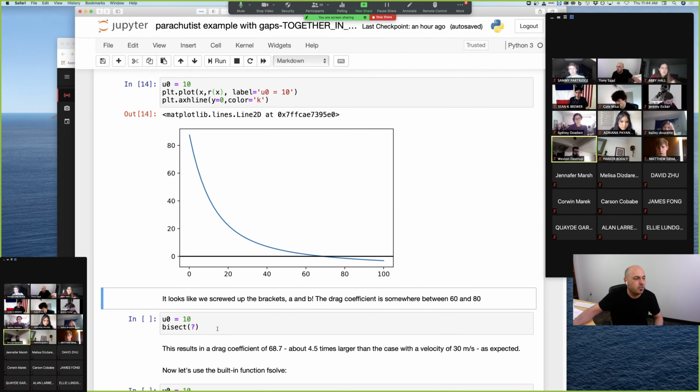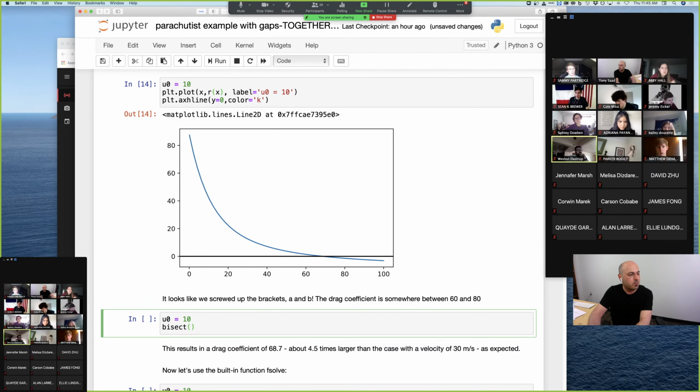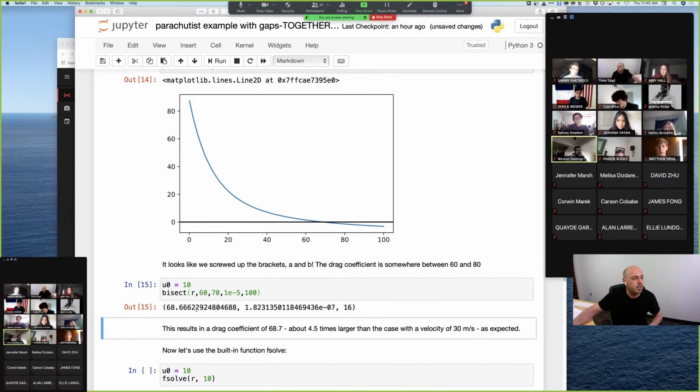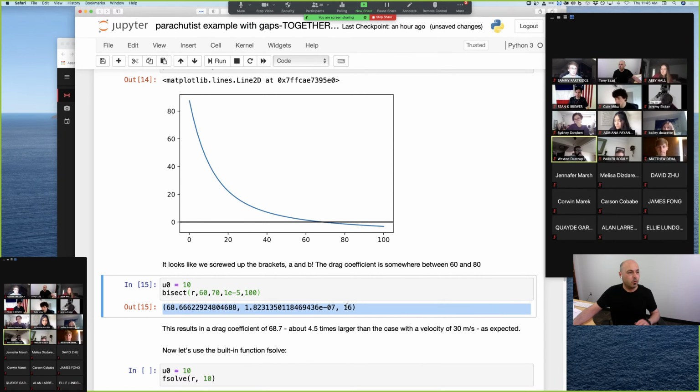So now change the bracket, bisect R. Let's put 60, 70. And again, 1e to the minus 5 for the residual and 100 iterations. And look at that. We get a root of 68.67 and an error of 10 to the minus 7 with 16 iterations. So if you give it a bracket that brackets the root, you're good to go. It is guaranteed to converge. There's no way for it not to converge, just by construction. You're always bracketing the root and you're going to home in on it.